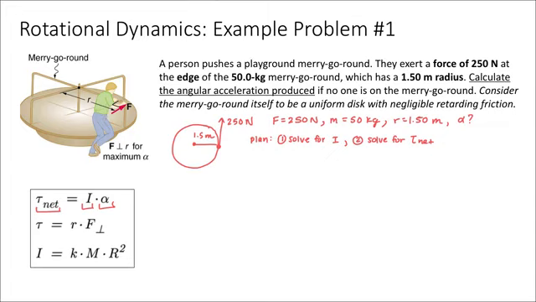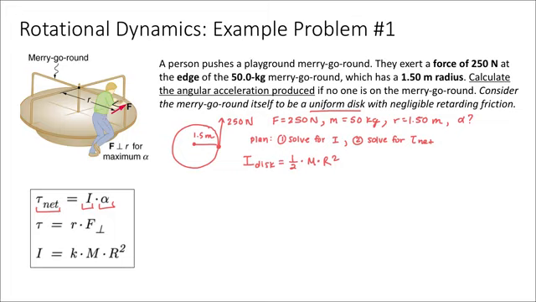It doesn't matter which one you do first. In this case, they're not dependent on each other. I'll go ahead and solve for the moment of inertia first. I've been told that the merry-go-round is a uniform disk. And if you go back to your chart for the moment of inertia equations, the moment of inertia of a disk is just 1/2 times the mass times the radius squared. This is actually the equation for a cylinder, but a disk is just a very thin cylinder, if you will. So they have the same expression.